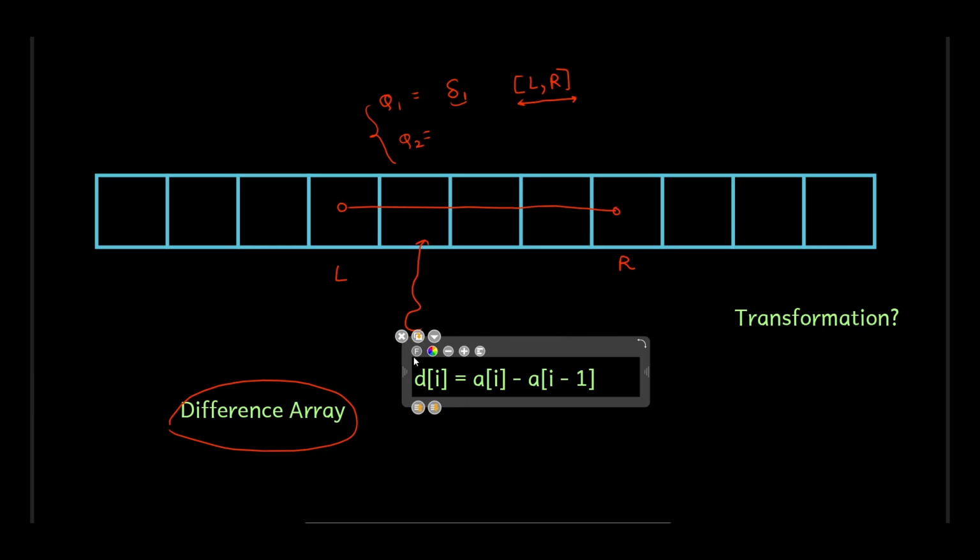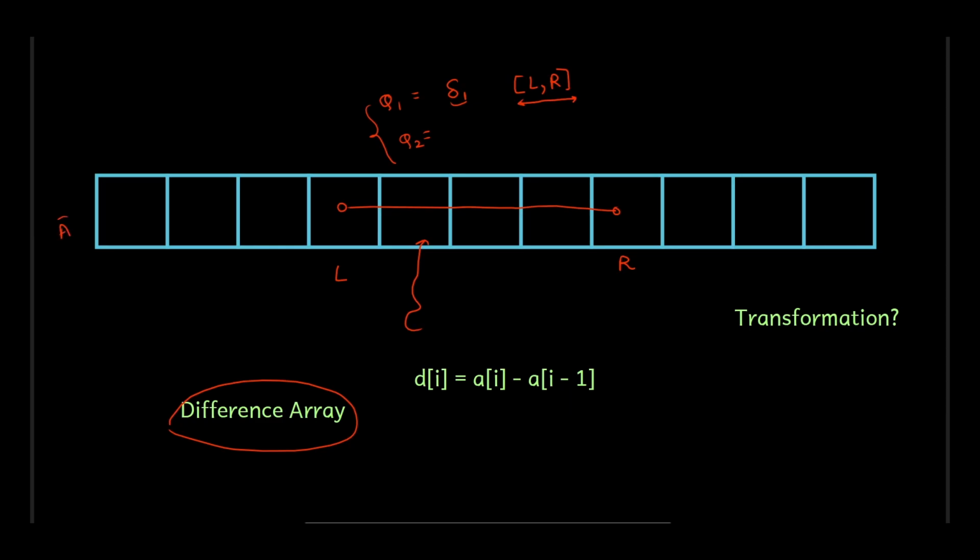That is, instead of tracking this original array a, you now maintain a d where d of i means the difference between this and this. So a of 1 minus a of 0. Similarly, this is index, let's say 2. This means a of 2 minus a of 1. You maintain it in the difference array. So what is the benefit of the difference array in this problem?